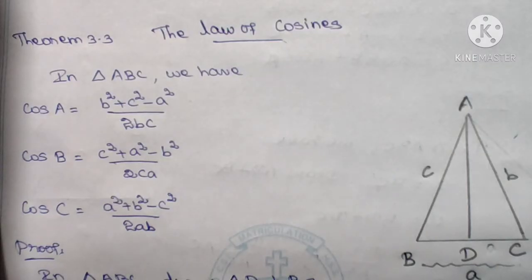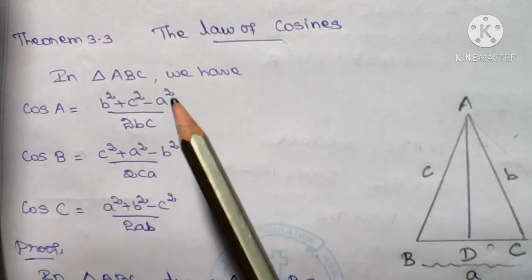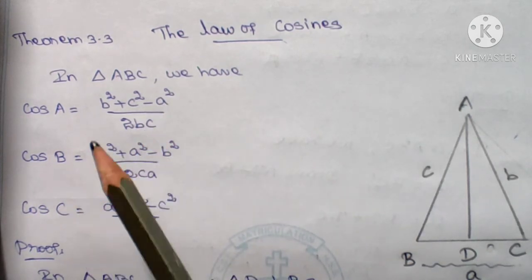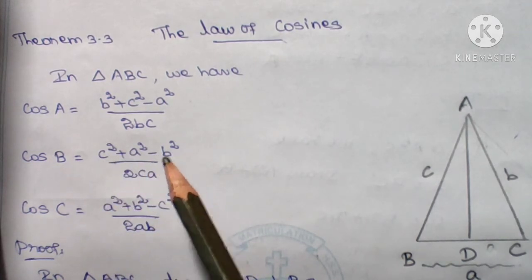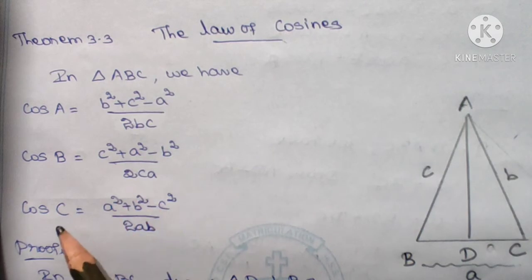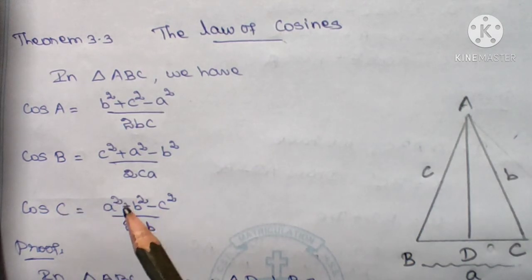Students, in this class we are going to learn about two theorems. Theorem 3.3, the law of cosines. Listen to the statement. In triangle ABC, we have cos A is equal to (b² + c² − a²) / 2bc. Cos B is (c² + a² − b²) / 2ca. Cos C is (a² + b² − c²) / 2ab.